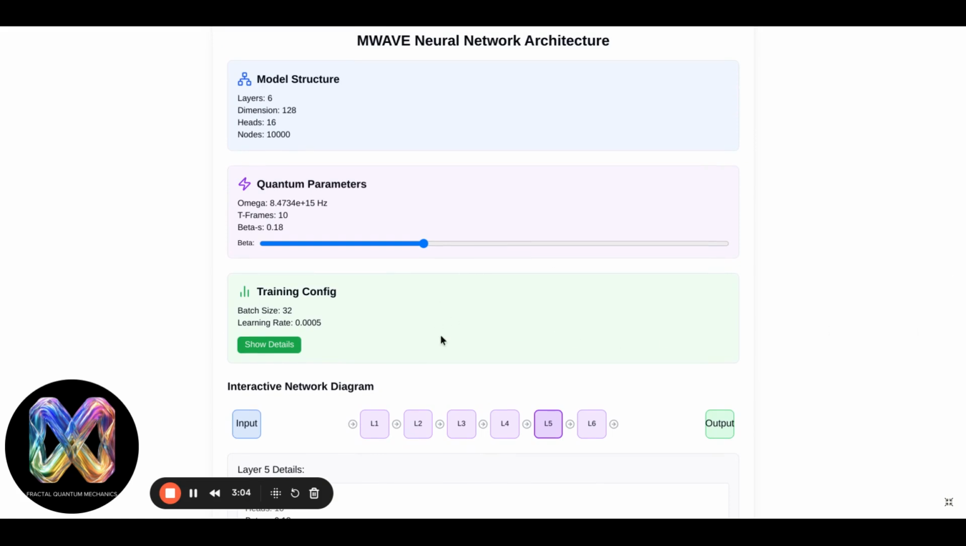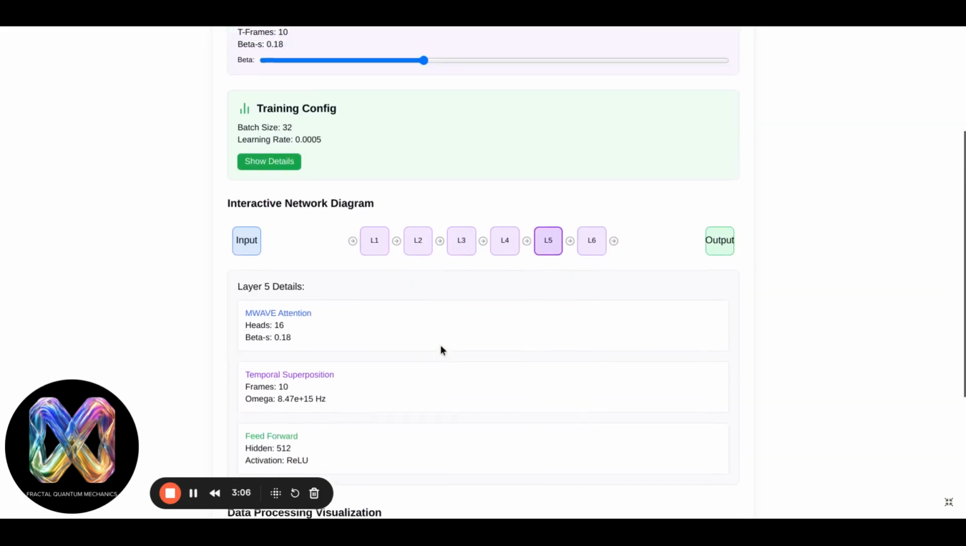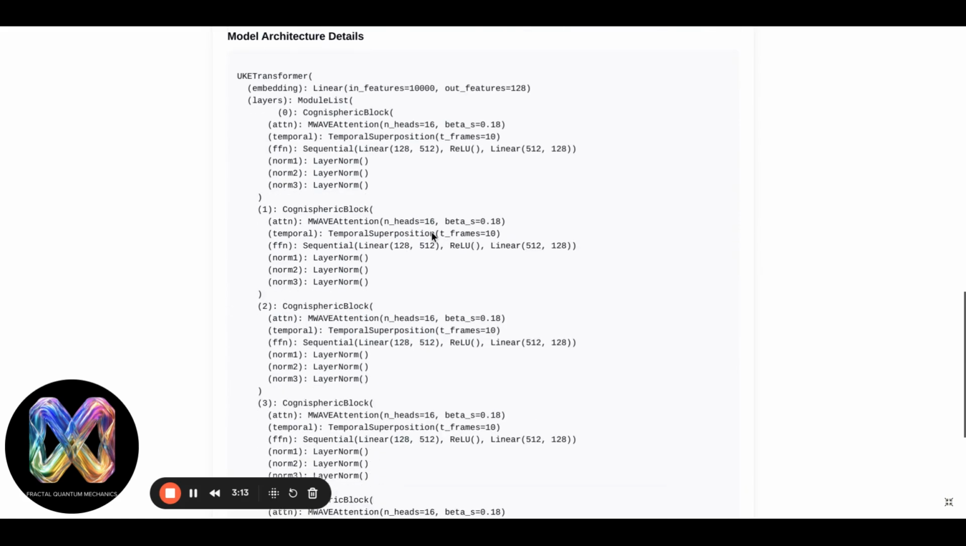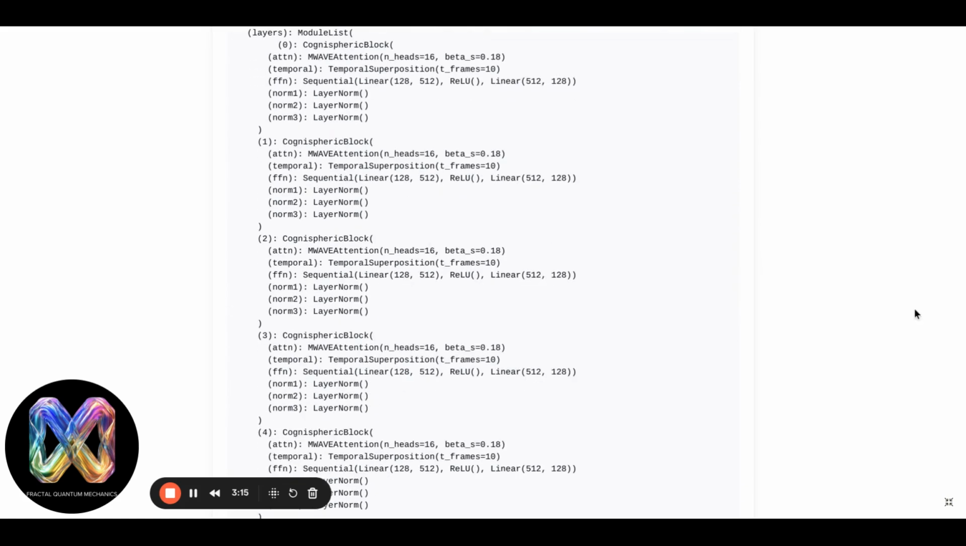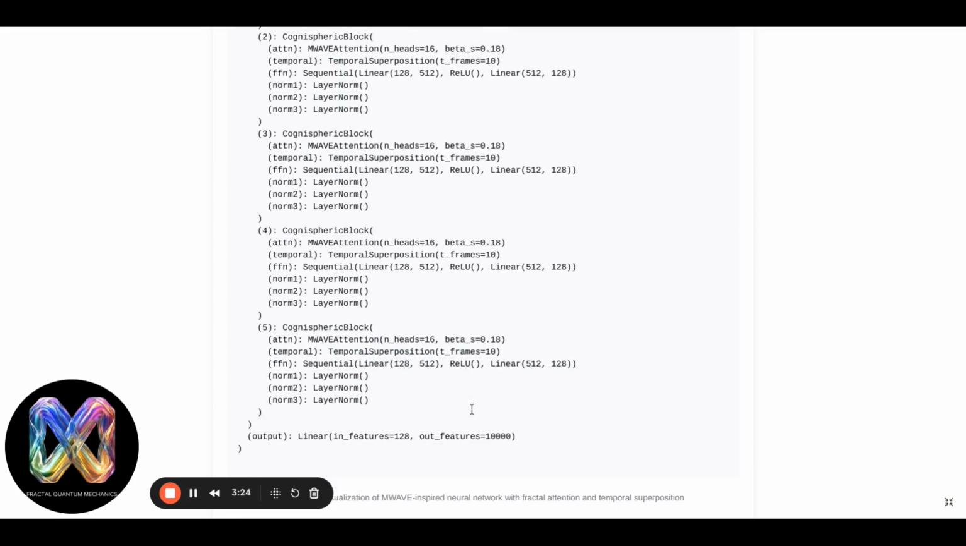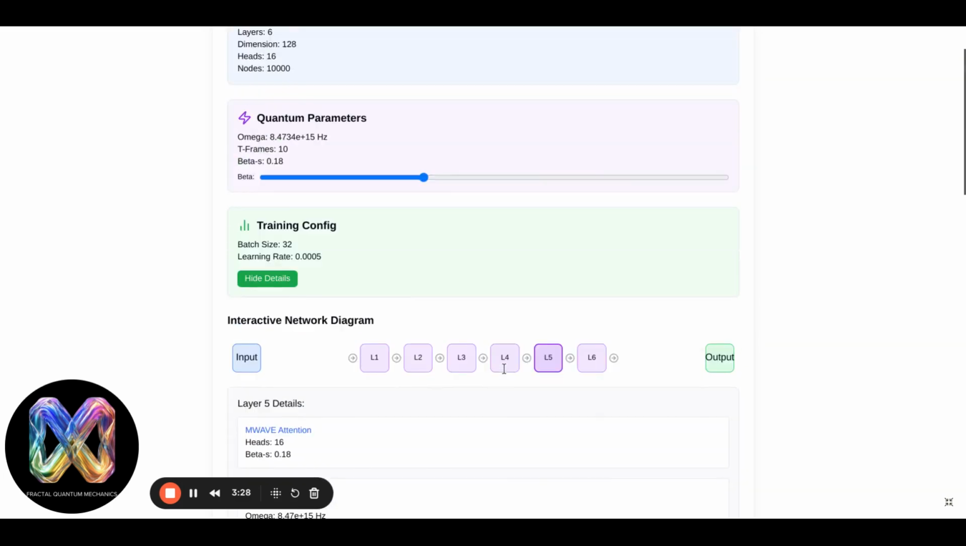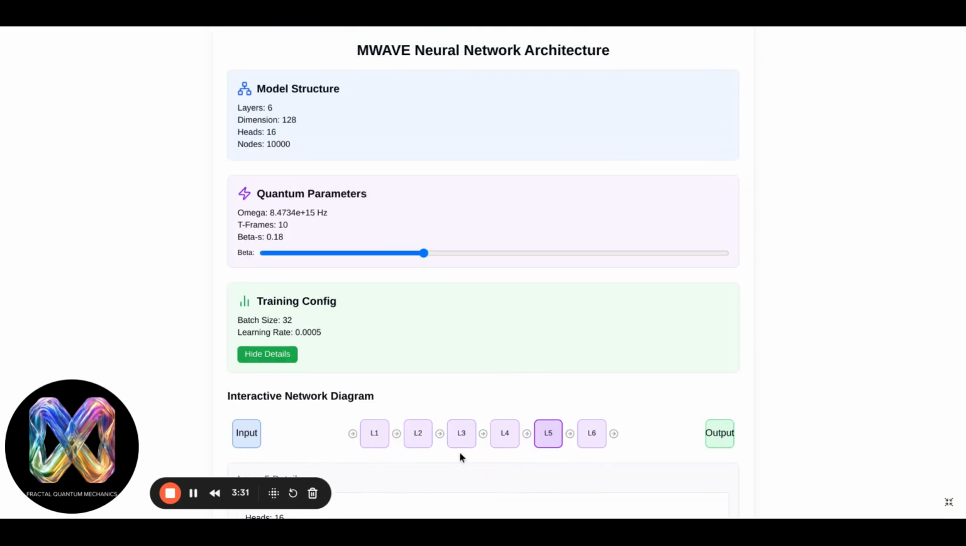For those interested in the implementation details, I can click Show Details. And here's my model architecture down here as well. You can see the exact structure of the UKE transformer, including the embedding layer that projects our 10,000 node input to the 128 dimensional working space. So our 6 cognospheric blocks with their components and the output projection go back to the original dimensionality.